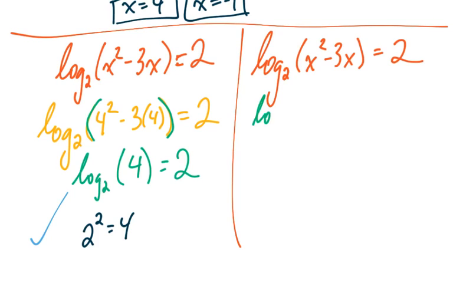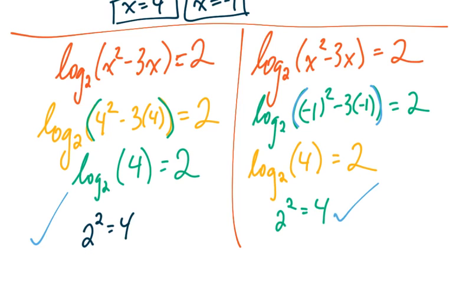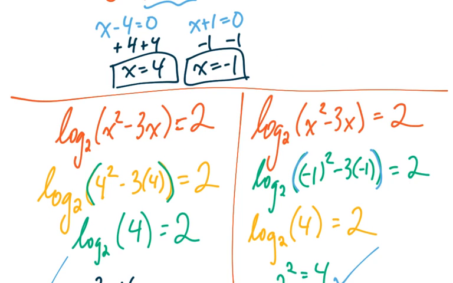So if I put negative 1 into this equation, then we get negative 1 squared minus 3 times negative 1 equals 2. Big parentheses on the outside. We'll do the inside math. Negative 1 plus 3 is 4. Again, this is going to work. We have 2 to the 2 equals 4. Totally valid answer. And we actually have 2 answers, negative 1 and positive 4.